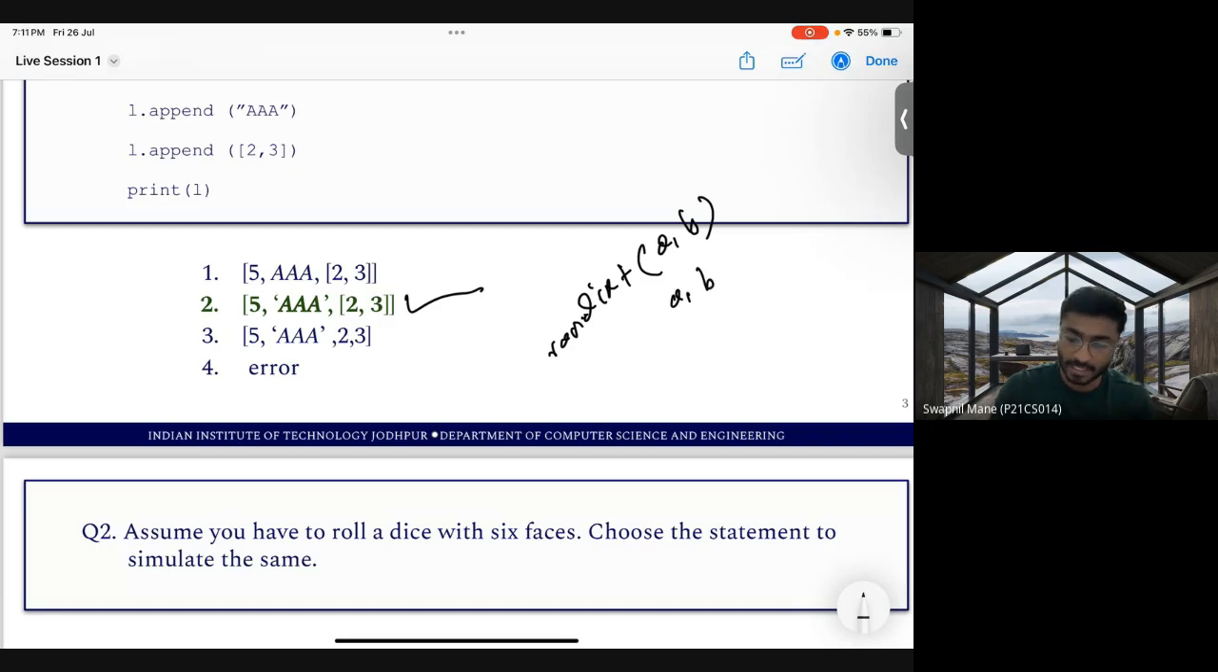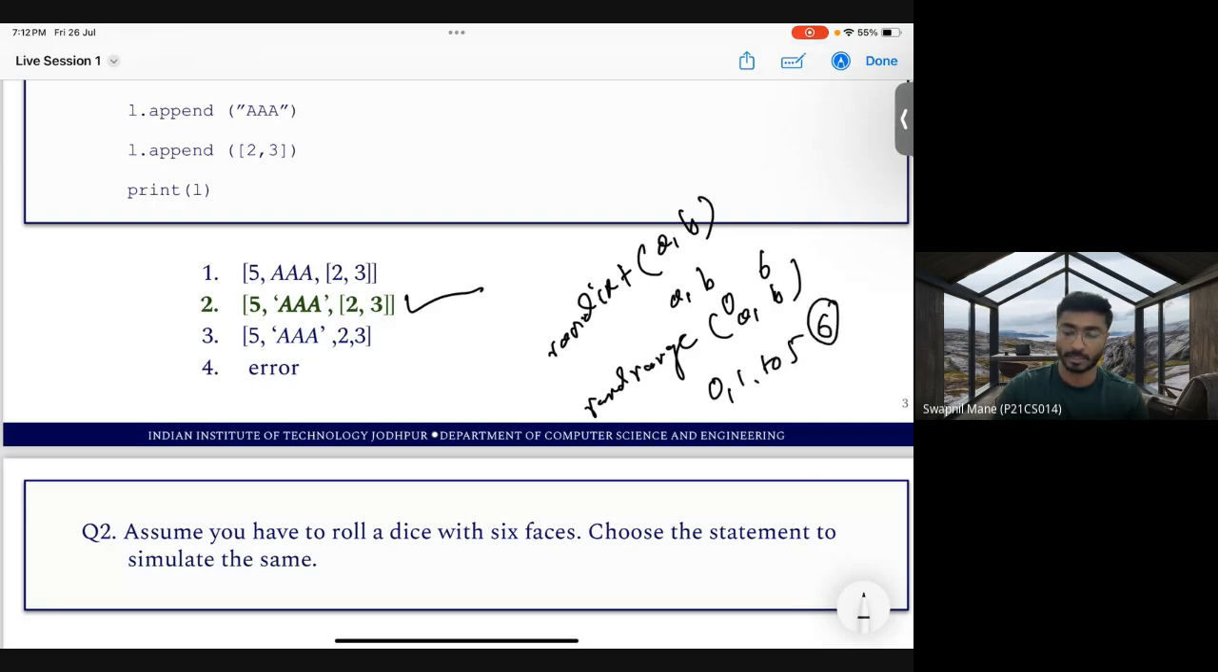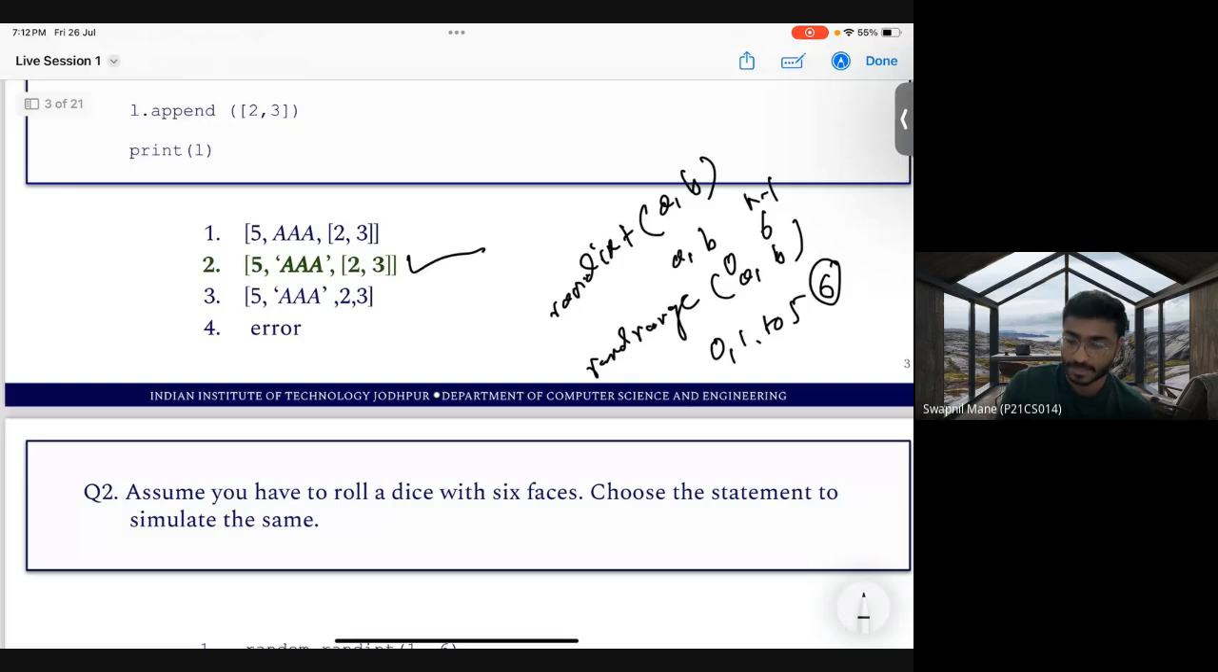But in randrange, suppose we are passing a to b. Let's take an example where the a value is 0 and the b value is 6. From randrange we will get values from 0 to 6, but 0 is included, values 1 to 5 you get, but 6 is not returned, because randrange returns values up to n minus 1. That is the difference.